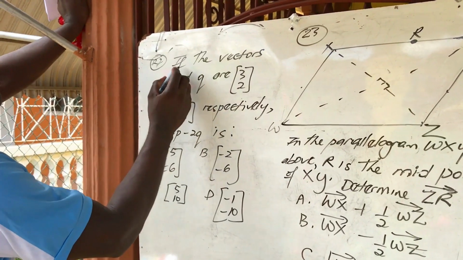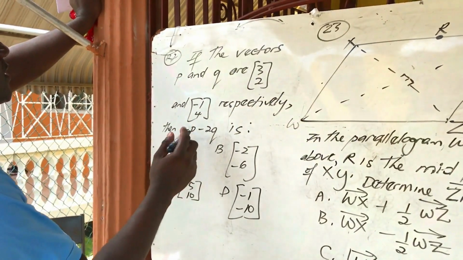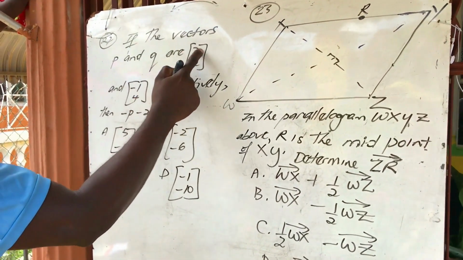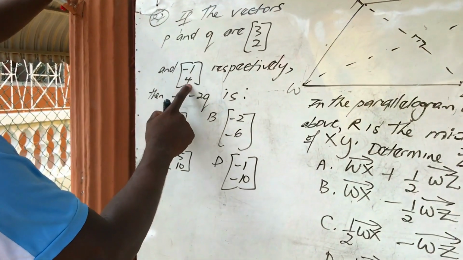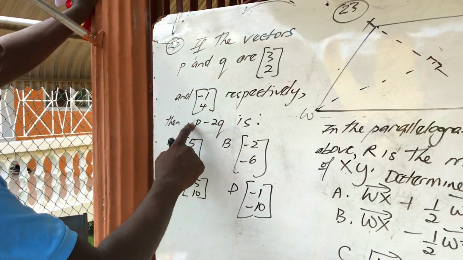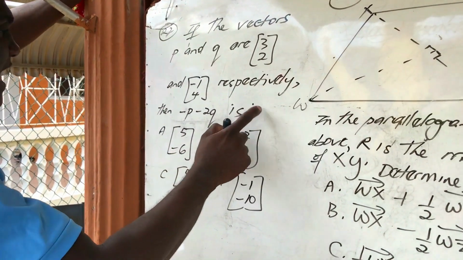So here we have vector questions. If the vectors p and q are (3, 2) and (-1, 4) respectively, then negative p minus 2q is.